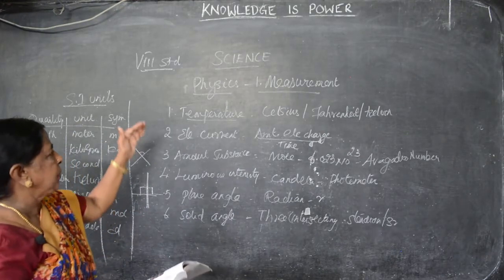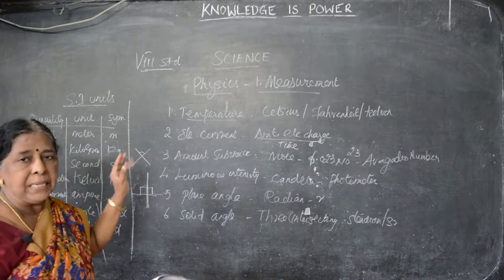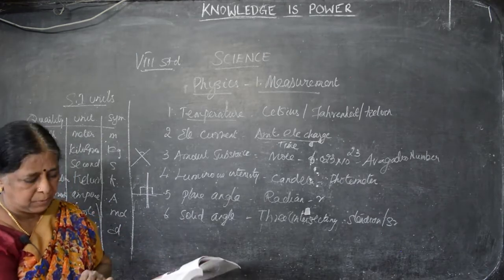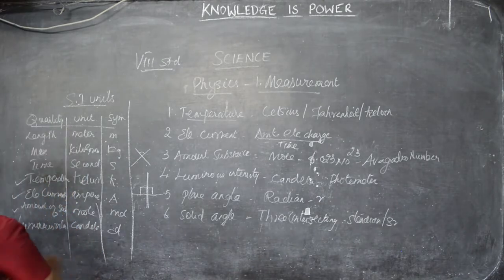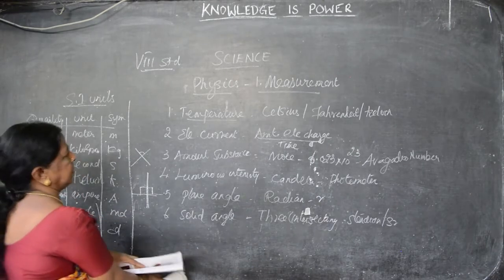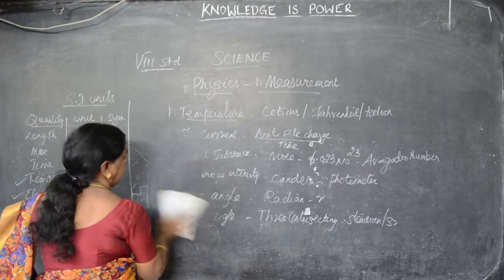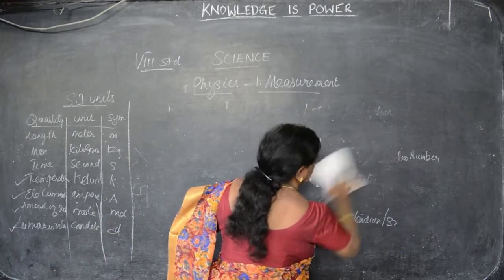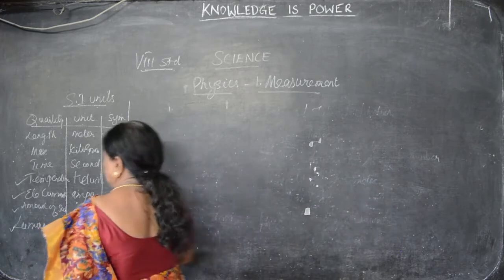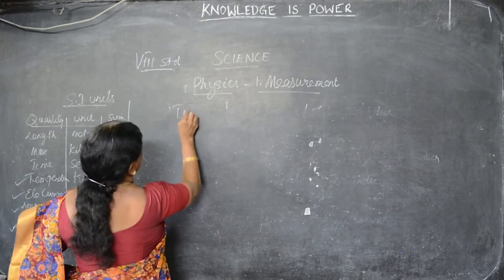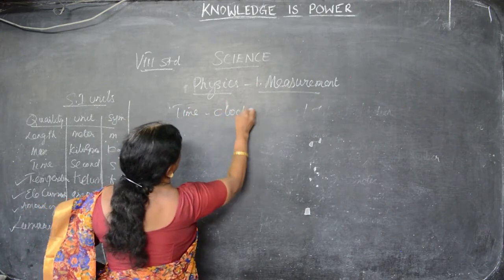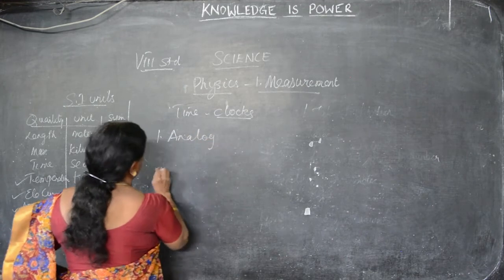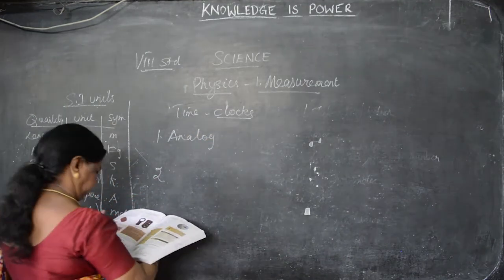Then we have to see time. So far we have seen the measurements. The main thing, second, we are telling now is time. To measure the time, there are two kinds of clocks. One is analog, the other one is digital. There are two kinds of clocks we are using at present to find out the time.